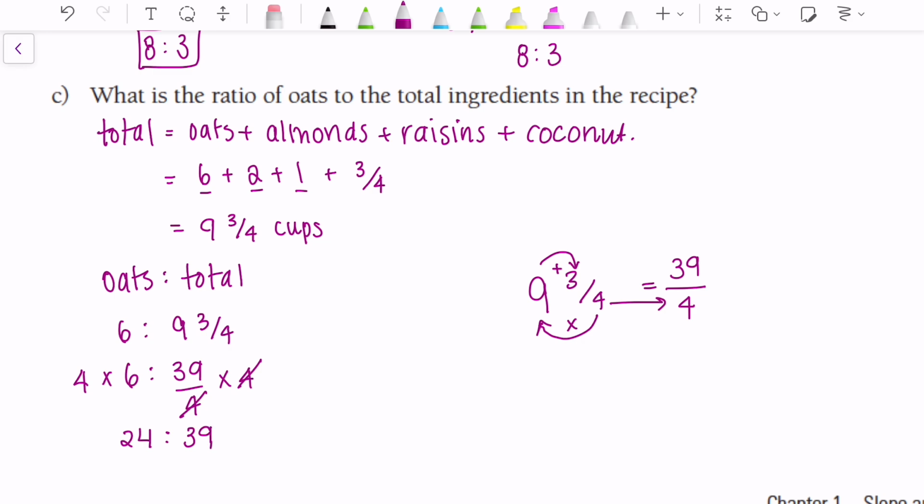This is not decreased or reduced. 39 has a factor of 3, and so does 24. So we're going to divide both sides by 3 to reduce this fully. And we're going to be left with 8 to 13. Sorry, 13.